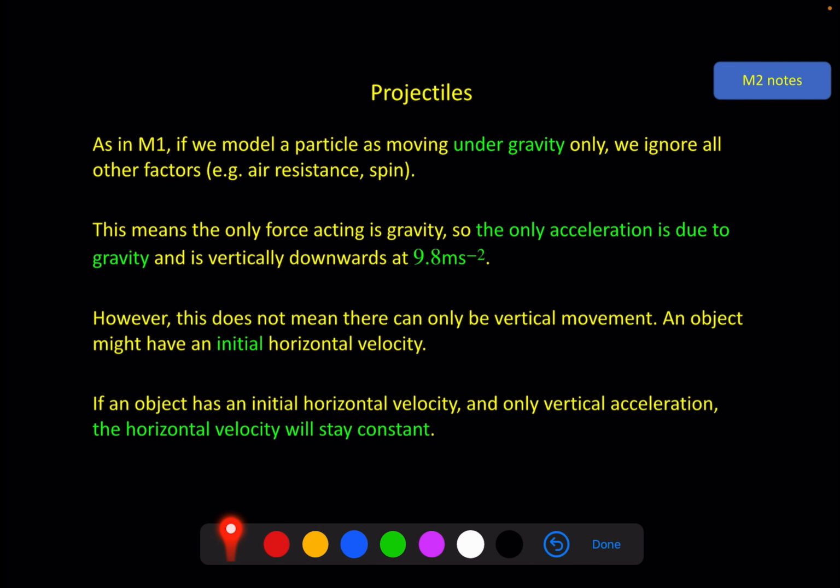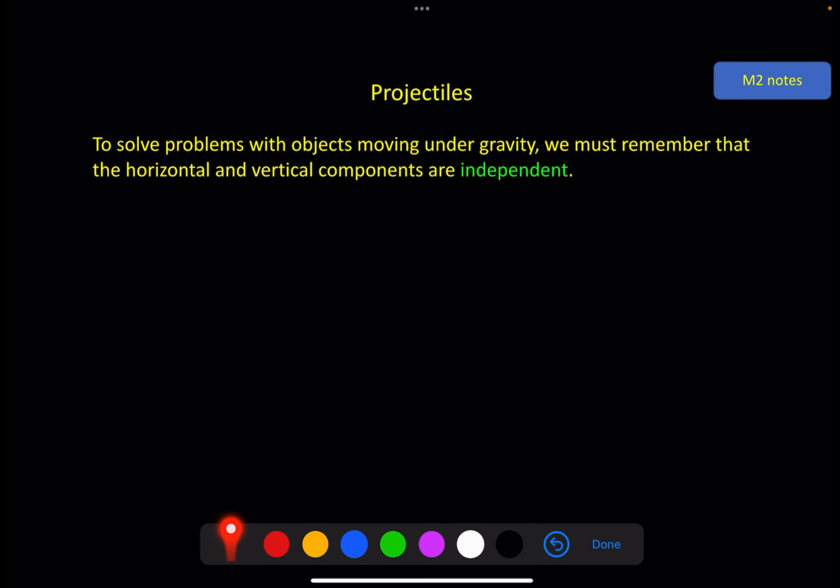And it emphasizes that you have to consider these two things separately. The vertical motion and the horizontal motion have to be completely separate. So one of the key points here is to remember that objects moving under gravity, the horizontal and vertical components are independent of one another. So those few notes there, this key point here, and all the knowledge that you've had from M1 that we had a quick review of in the starter question, that's it for the notes on this section. Let's get into a few examples and you'll see how this works.